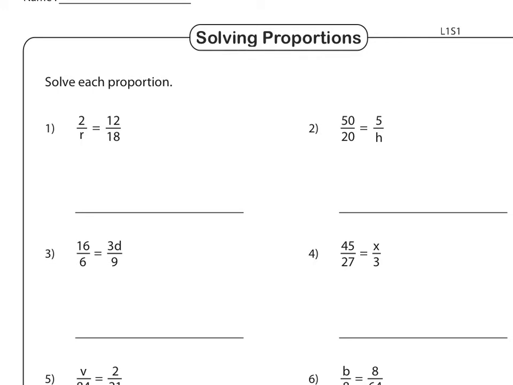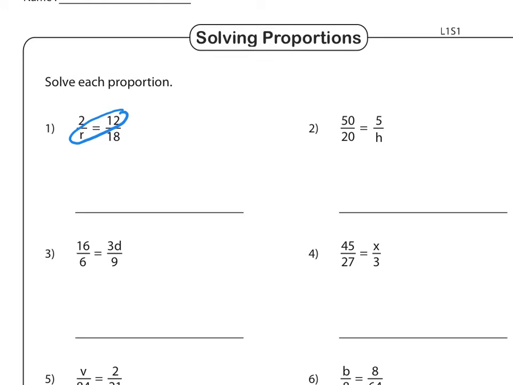So I'm going to use the I do and then you do method. I'm going to do number 1, and I'm going to ask you to do number 2 and answer questions about it. So let's get started with number 1. We're going to use the butterfly method, which means I'm going to cross multiply. And my preferred method is to start with the wing that has the variable in it. I don't have to. I could have started with 2 times 18.